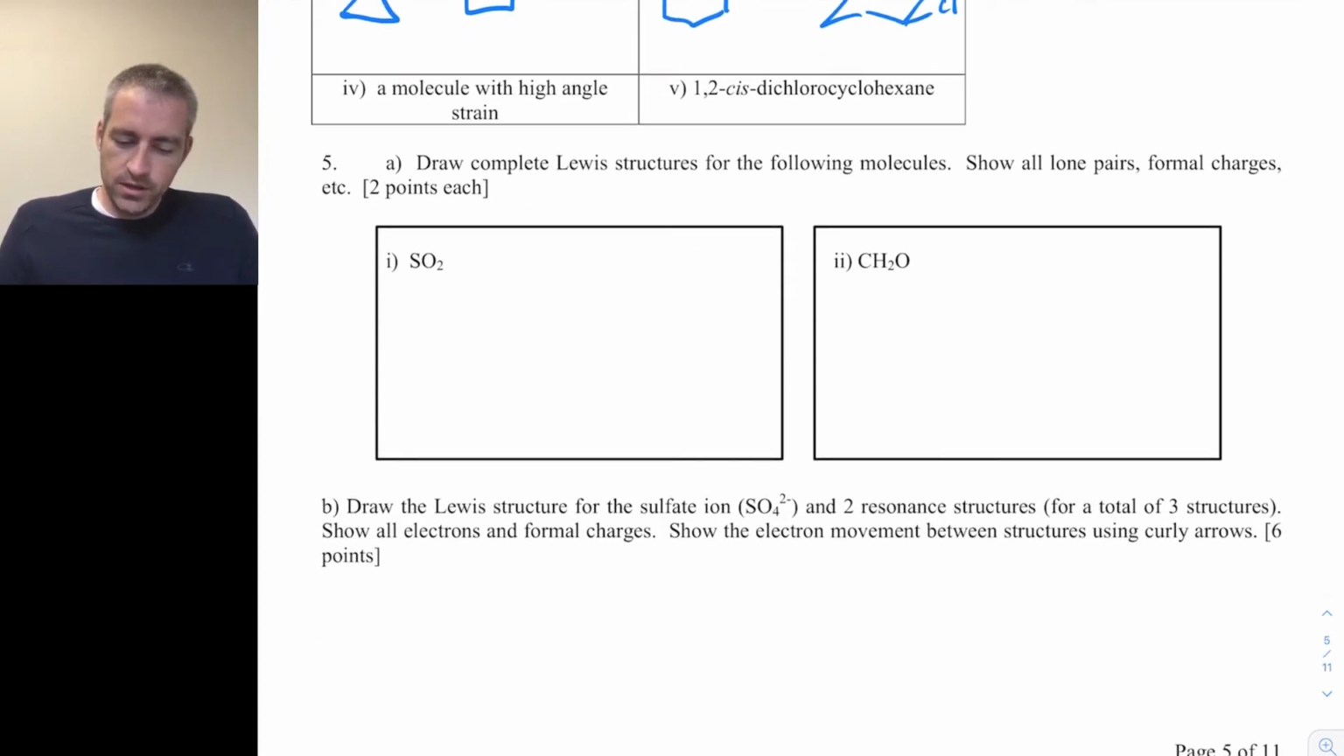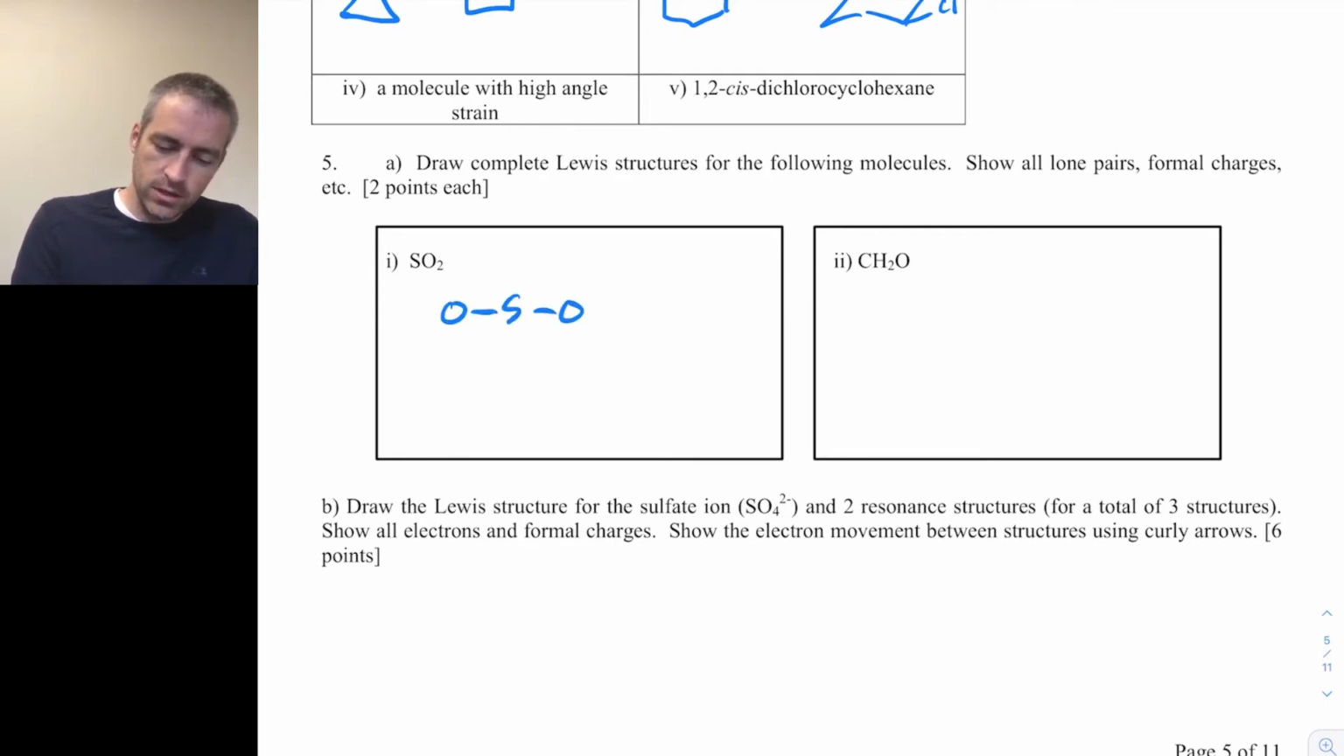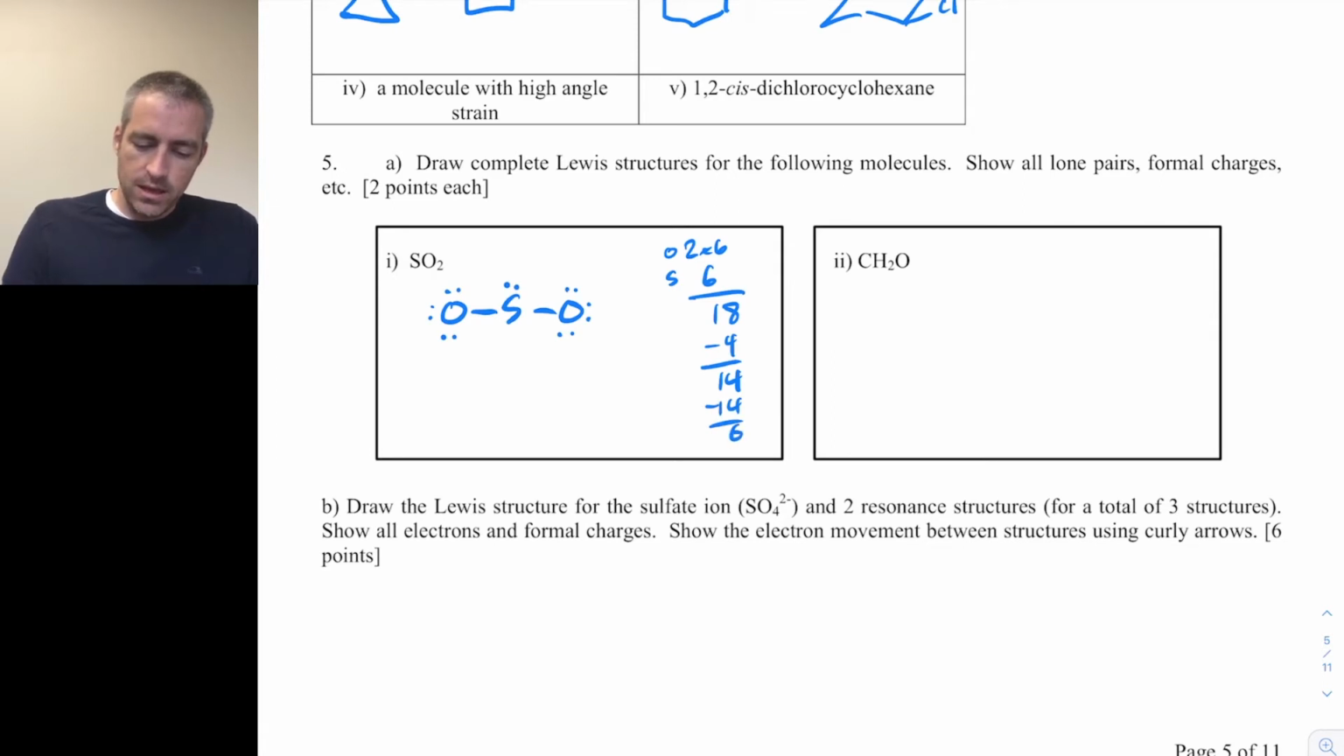Number 2, draw complete Lewis structures, show lone pairs, formal charges. Let's do this. We've got oxygen, sulfur, oxygen. Adding up lone pairs, we have 2 times 6 for the oxygens. Sulfur is 6, so that's 18, minus 4 for the 2 single bonds is 14. 2, 4, 6, 8, 10, 12. And extra atoms go on the central atom. That gives us 14. We now need to make a multiple bond to the sulfur to give it a full octet.